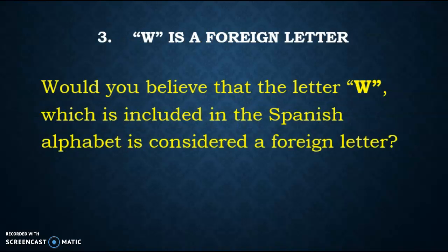The third one, W is a foreign letter. Would you believe that the letter W, which is included in the Spanish alphabet, is considered a foreign letter? It is only used for borrowed words. You can try searching for Spanish words that start with the letter W to see for yourself.